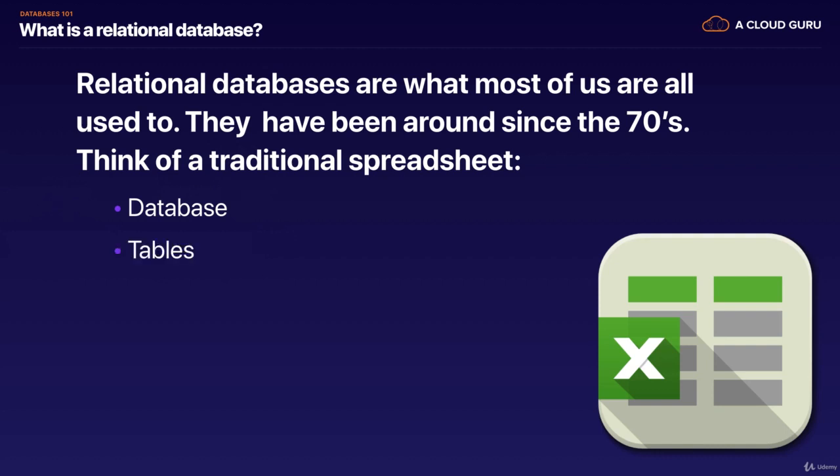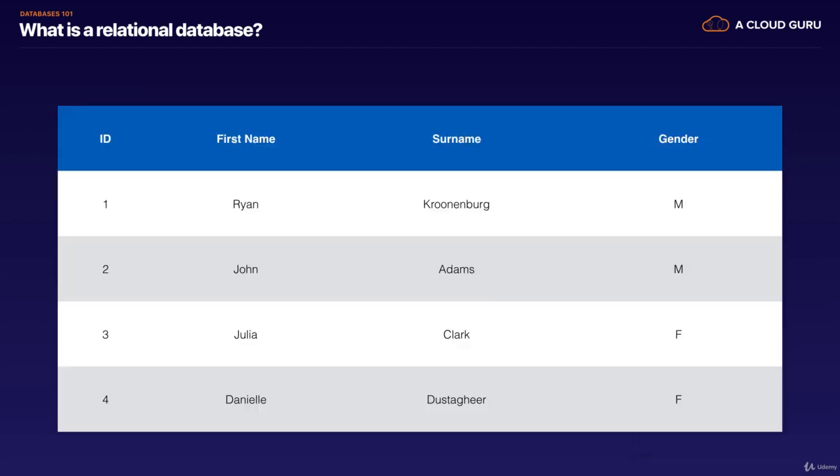And then if you go into that file, you've got different worksheets, and those are different tables. Inside your tables, you've got rows and you've got columns or fields. That's all a database is. Here's a good example of one. Let's say this is a student database. You want a list of all your students in a particular class. You've got your student ID off to the left, and this could be a unique number. Then we've got our first name, our surnames, and then what gender the students are. So that's all a relational database is.